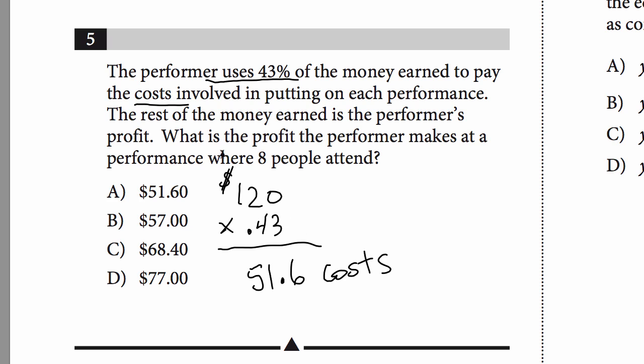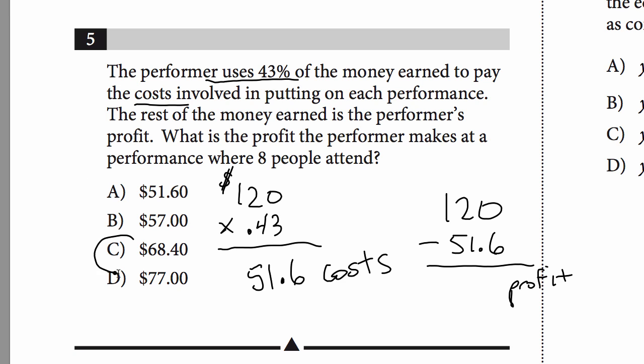All right. The rest of the money earned is the performer's profit. So we just got to subtract. So 120 he made originally, but 51.6 goes to costs. So what's left over is just profit, right? So 120 minus 51.6 is 68.4, choice C, you're done. 68.4.